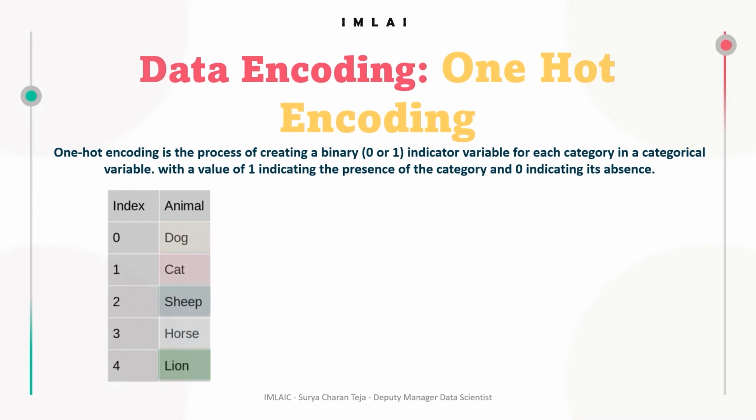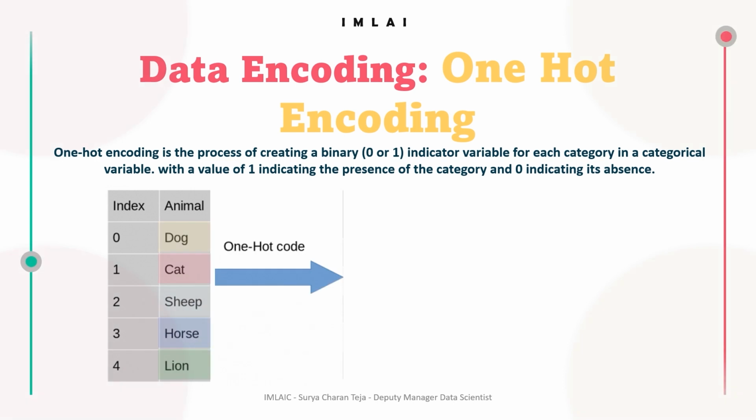Let's take 2000 data points of this animal data series. In those 2000 data points, dog, cat, sheep, horse, and lion will be repeated a lot of times. That's the overall data series of the animal variable. If you want to convert this into a numeric variable, you can go for one-hot encoding because this is a nominal variable. So let's do one-hot encoding.